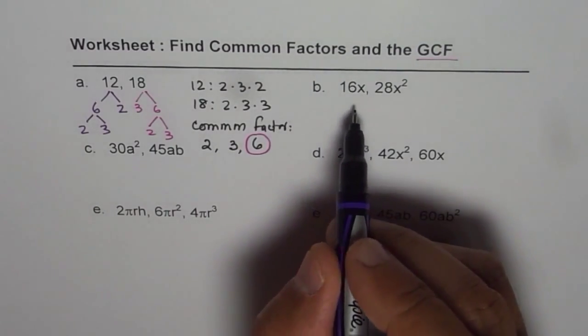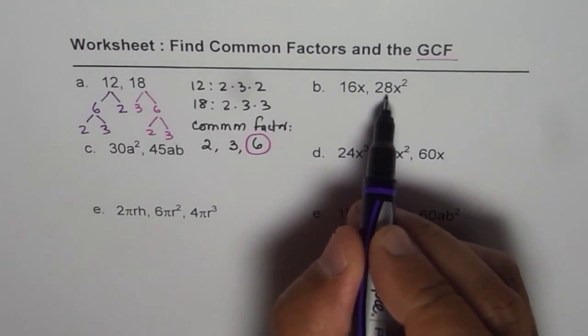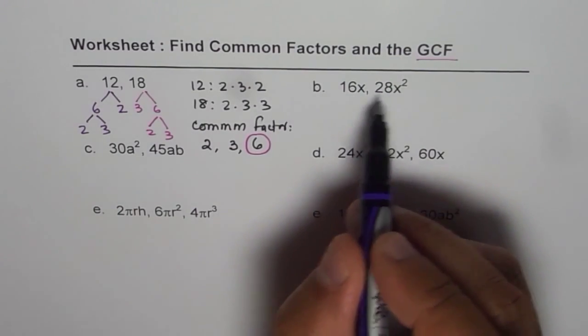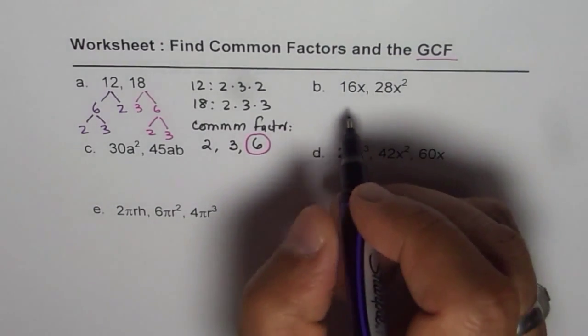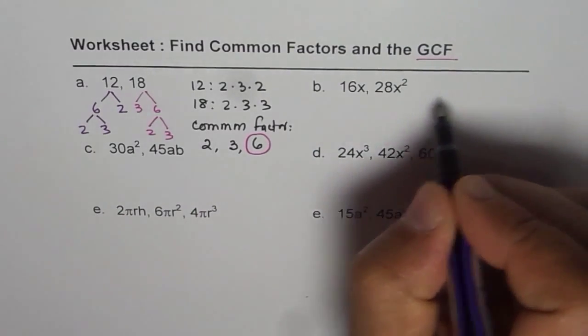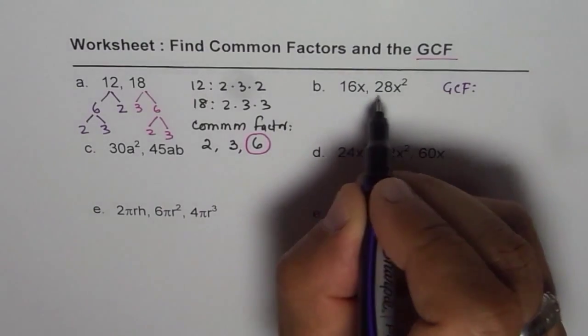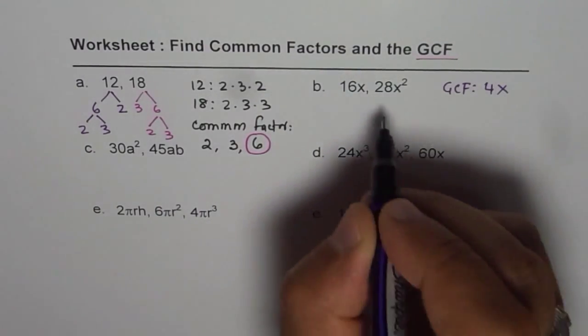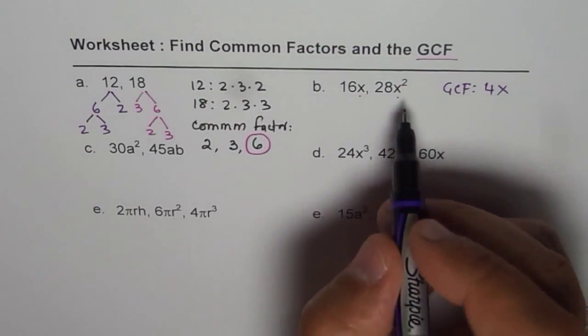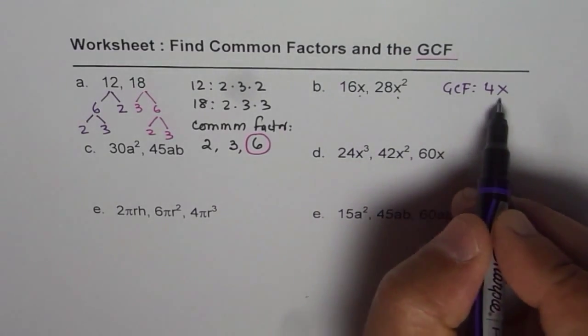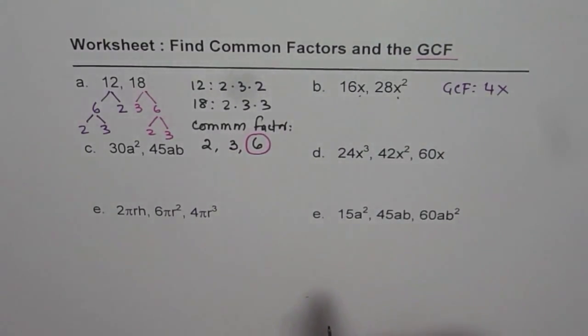Now in this case, we have 16x and 28x squared. So 28 is 7 times 4, 16 is 4 times 4. So the greatest common factor here, let me write greatest common factor as 4x. x and x squared give me factors of x in this case, x and x x. So 4x is the greatest common factor for part B.